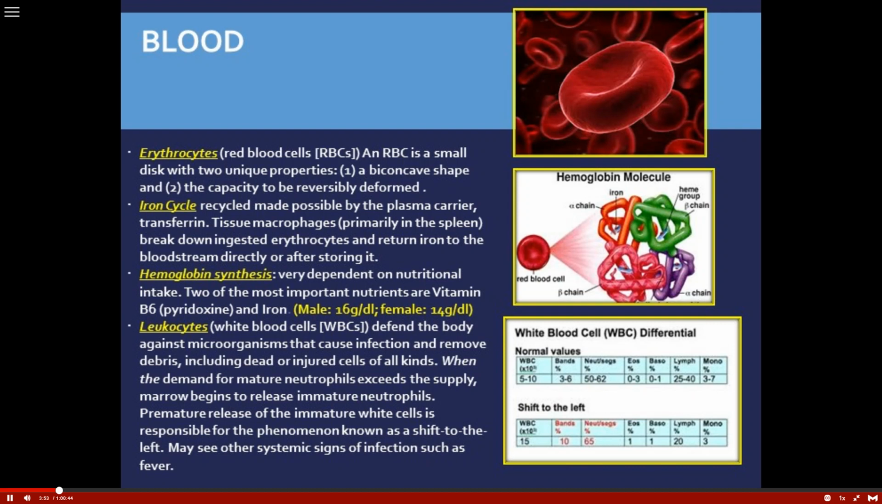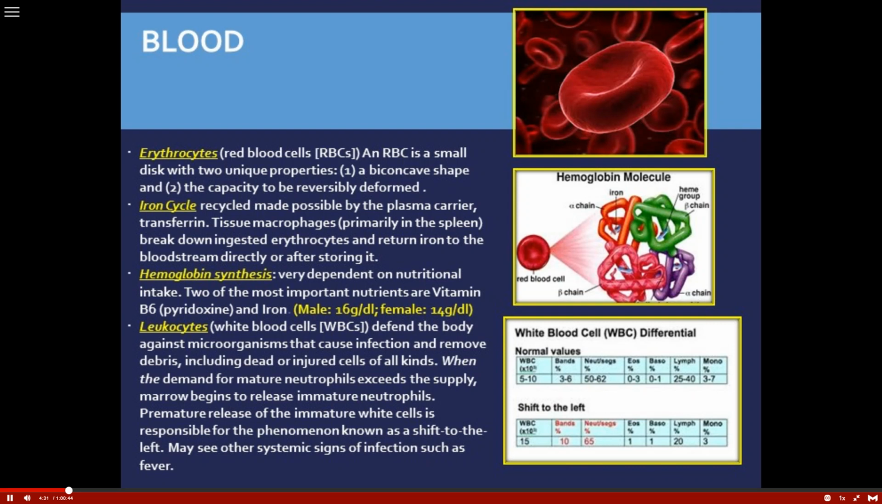So leukocytes, we've talked a lot about this when we talked about the inflammatory and infection processes back in exam 2. So we know leukocytes, we sometimes just generally call them white blood cells. We know that they defend against microorganisms that can cause infection, but they also remove debris, including dead or injured cells. What happens, though, in a pathological process is when the demand for mature neutrophils exceeds the supply. So the bone marrow begins to release immature neutrophils.